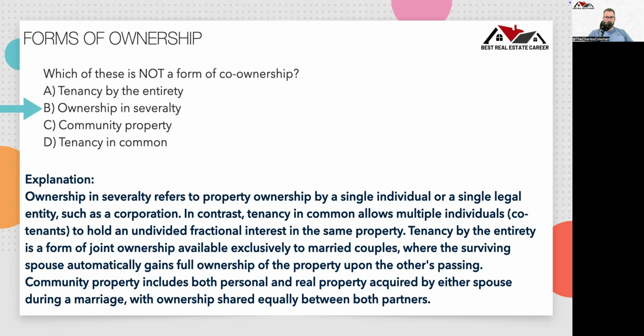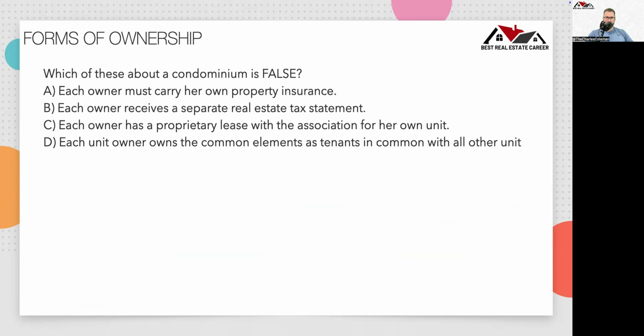Community property includes both personal and real property acquired by either spouse during a marriage, with ownership shared equally between both partners. Which of these about a condominium is false?